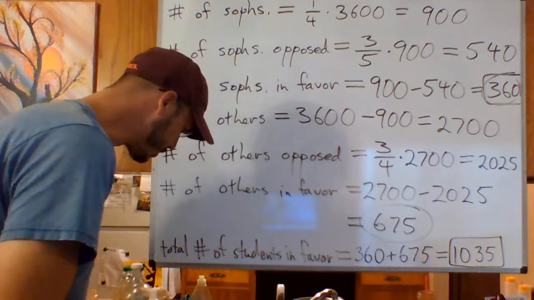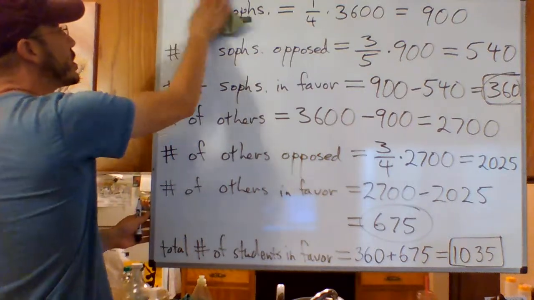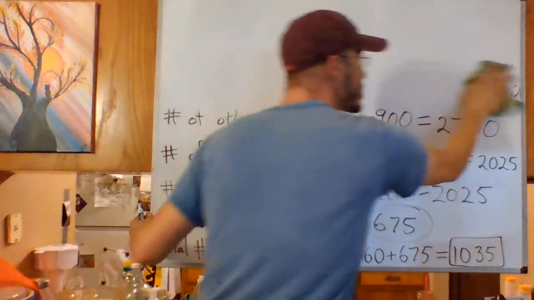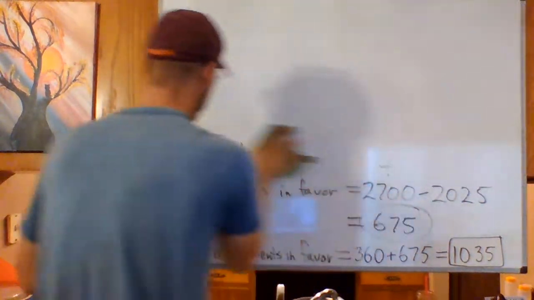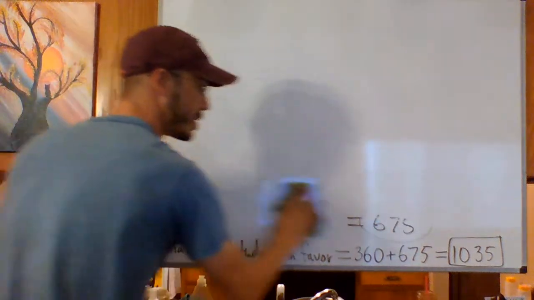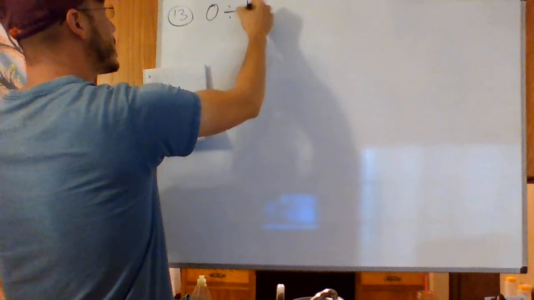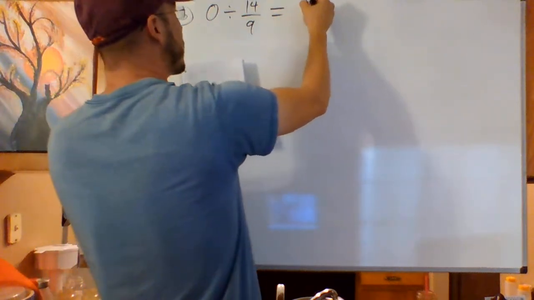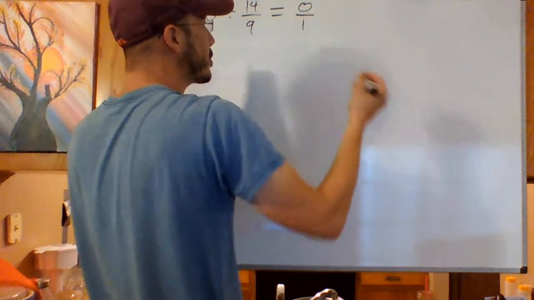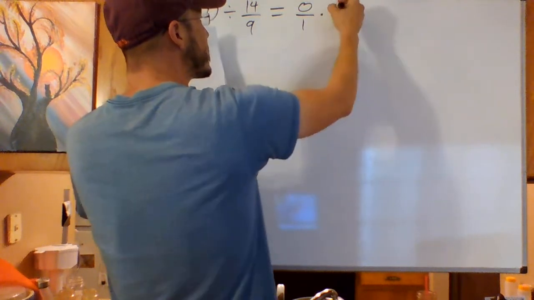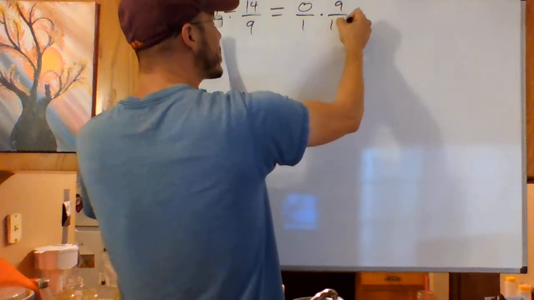So I've got 3 more problems that are kind of the little quick ones. So this one, number 13, is 0 divided by 14/9. And that's, well, if I think of 0 as 0 over 1, I can put it as a fraction. And then divided by 14/9 is the same as multiplied by 9/14.